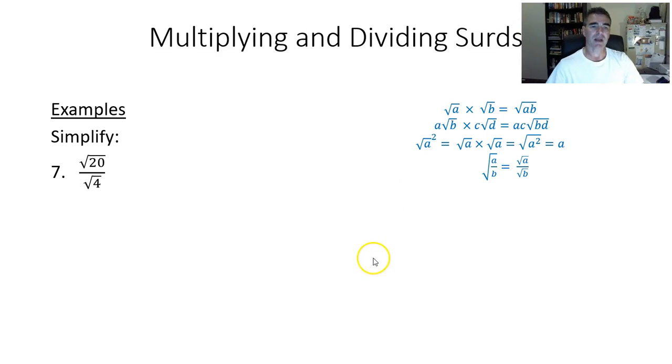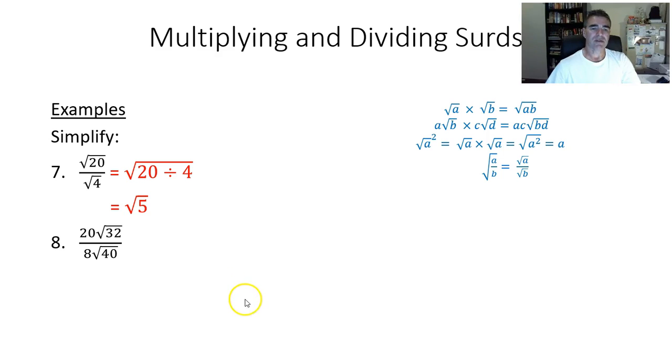Alright, so let's have a look at a couple of division, because we've looked at the 3 different types of multiplication. One way is to put them together as one big surd, and then just do our division. So 20 divided by 4 is 5, so that's the same as the square root of 5.